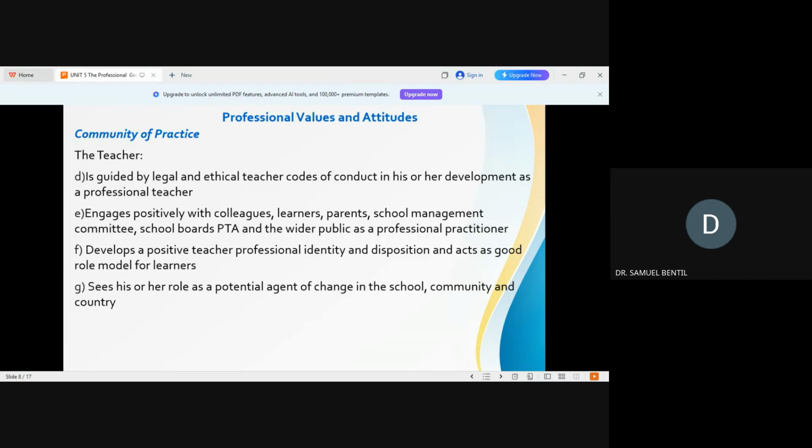Develop a positive teacher professional identity and disposition, and act as a good role model for learners. As a teacher, you must be optimistic. That's why Wilcox says that teaching is the job that is the greatest act of optimism. Be optimistic about your students. Be positive about them. And also be appreciative in the profession that you find yourself in, though it may not be good in terms of salaries and those things. But for now that you find yourself there, be appreciative and do it with all your heart, with all your soul, with all your mind.